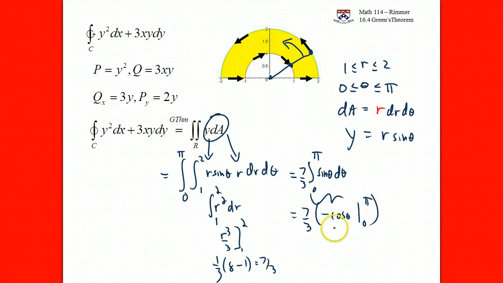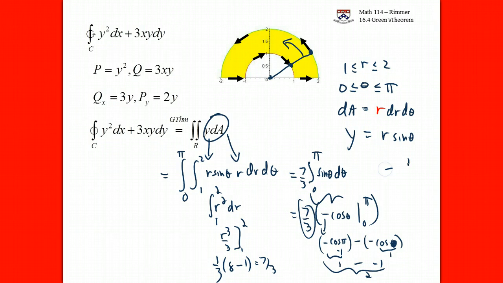Okay. Pi. Cosine of pi is already -1. This negative turns it to be +1. Upper limit. Lower limit would be cosine of 0, which is itself 1. This negative makes it -1. The negative from integration makes that plus, so we get a 2 out of that. With the 7/3, the final answer is 14/3, and really there's no other way to do it.